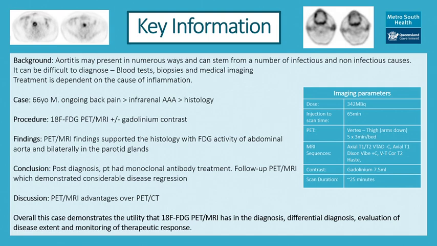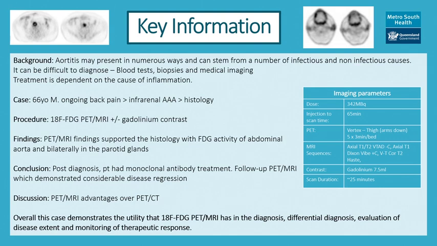A 66-year-old male with ongoing back pain was referred for a lumbar spine CT, where a 10 centimeter infrarenal abdominal aortic aneurysm was found incidentally. The patient was admitted for surgery where he had an open AAA repair. Intraoperative histology was suspicious of IgG4-related disease, but infectious aortitis could not be completely ruled out. 2 months post-surgery, 18F-FDG PET MR imaging was performed to determine differential diagnosis and assess disease activity and organ involvement.